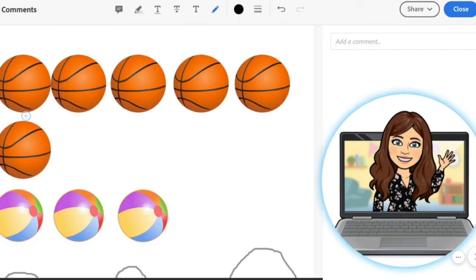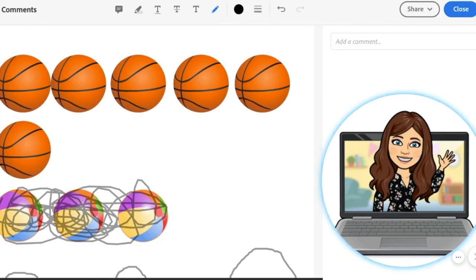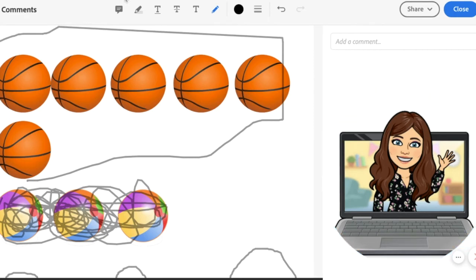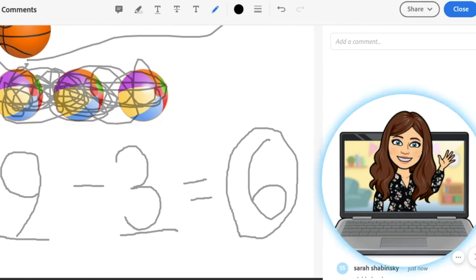So the amount total is right here. So I'm going to just literally cross through these beach balls. Out of sight, out of mind, friends. These are not here. And then circle all these basketballs. Keeble Cubs, tell me, how many basketballs are there left for Jenna? That's right, friends. Good job. Jenna has 6 basketballs. Fantastic. Good work, friends.